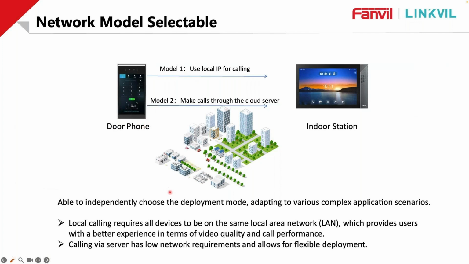So local calling requires all the devices to be on the same local network, that is an important point. For local IP calls, all the devices need to be on the same local network, because in different networks the IP calls do not work, okay. And calling via server has a low network requirement and allows for flexible deployment. So basically, for local networks we can recommend using direct IP calls, and for external networks you can take advantage of the platform, okay.